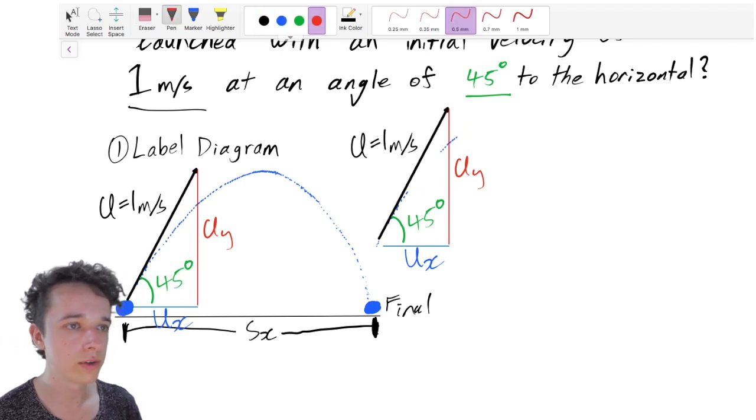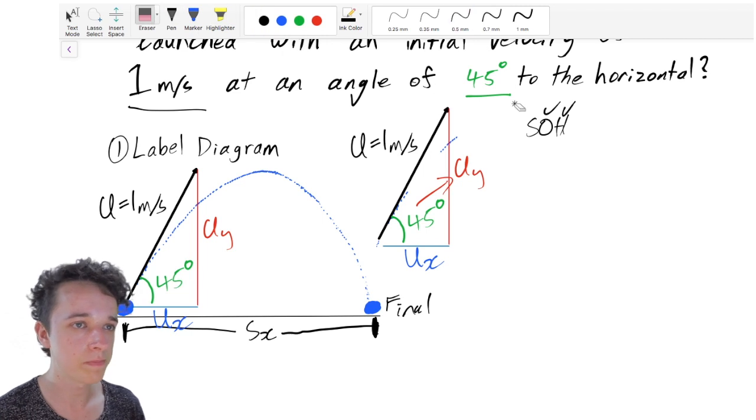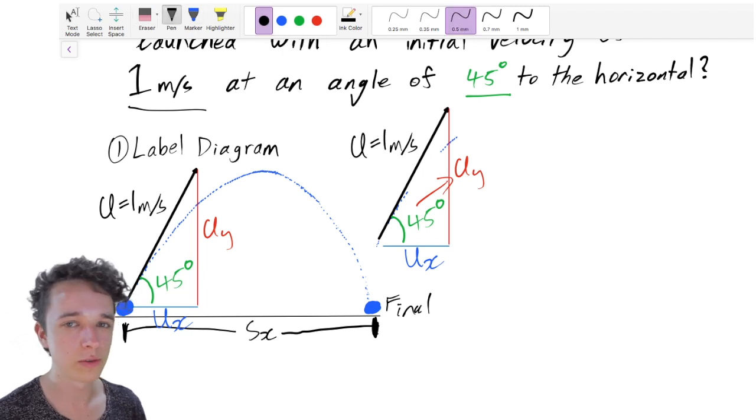Let's find u of y first. We consider what u of y's relation is to the 45 degrees. We know that it's opposite to the 45 degrees, and we know that this 1 meter per second is our hypotenuse. So we have opposite and hypotenuse, so we're using sine, from SOHCAHTOA, by the way.